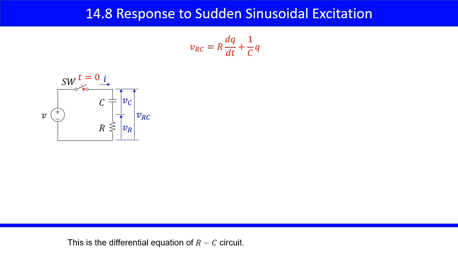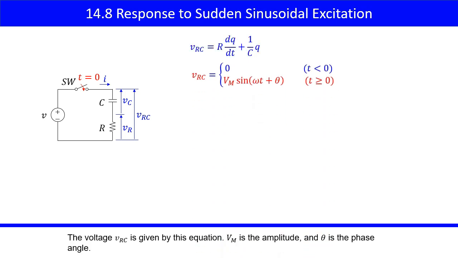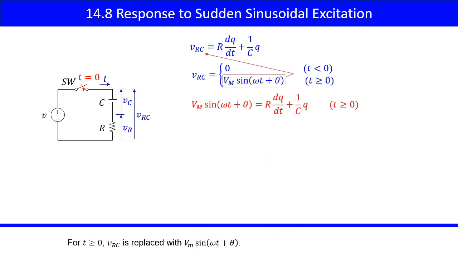This is the differential equation of RC circuit. The voltage VRC is given by this equation. Vm is the amplitude, and theta is the phase angle. For t equal to or greater than 0, VRC is replaced with Vm sine omega t plus theta.